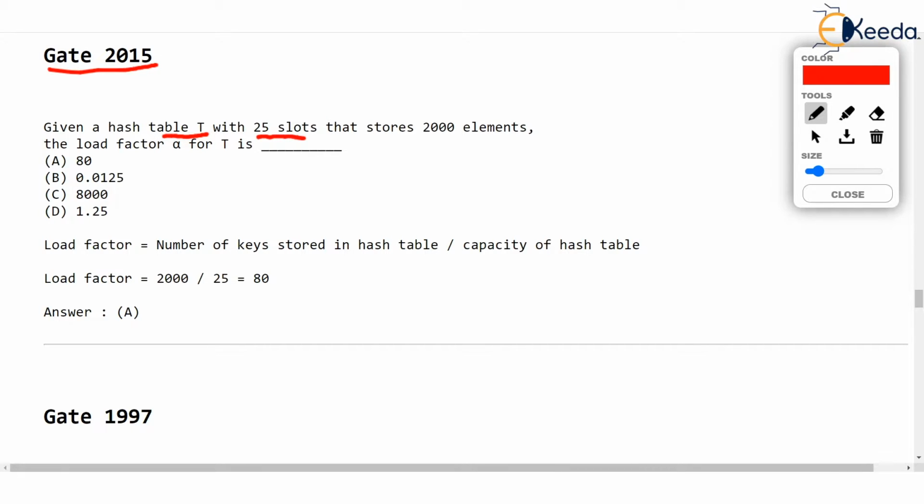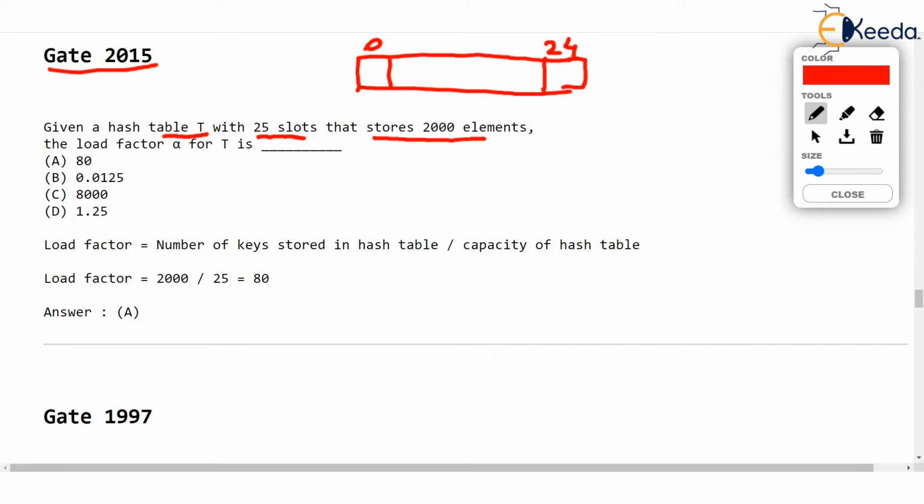Now, in this question, we are given a hash table T having 25 slots. 25 slots means we have a hash table from location 0 to 24, isn't it? And in such a small table of 25 slots, we have stored 2000 elements. Don't get surprised.